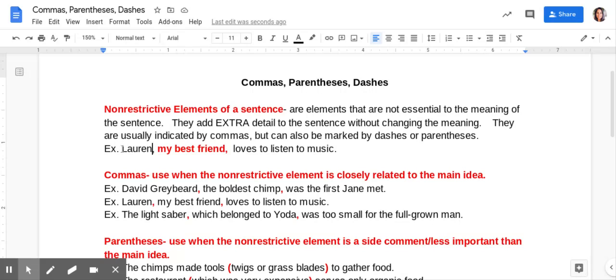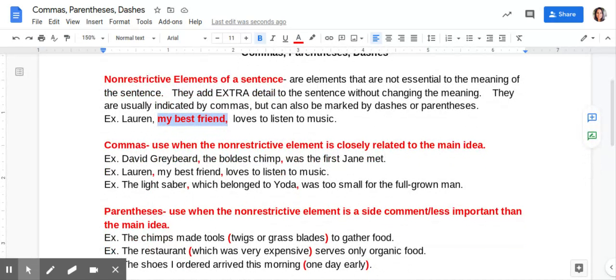So here's the sentence. It says, Lauren, my best friend, loves to listen to music. So I highlighted the non-restrictive element, or non-essential element, which is my best friend. If I were to delete that, the meaning of the sentence is still going to be the same. Lauren loves to listen to music. If I take that detail out, the sentence still makes sense. So the non-restrictive element is my best friend. It's the extra detail that was added to this sentence.